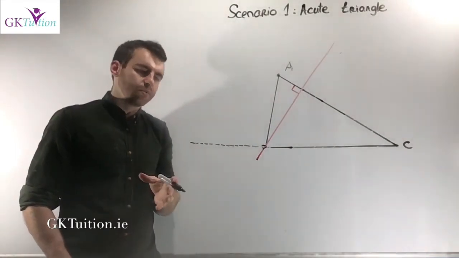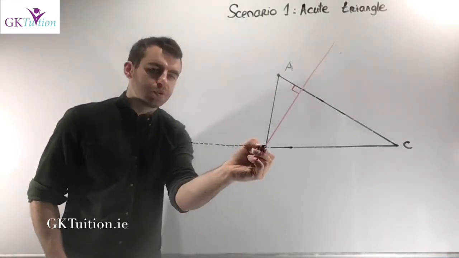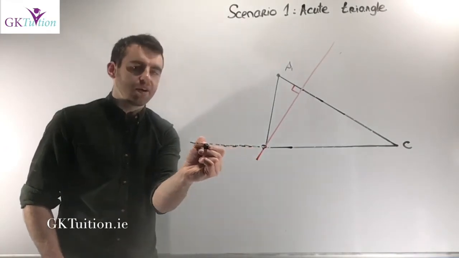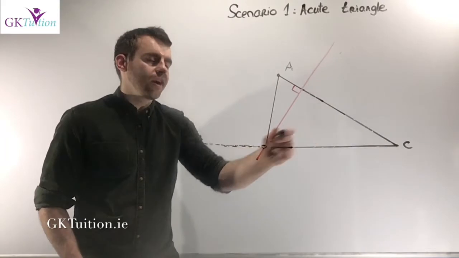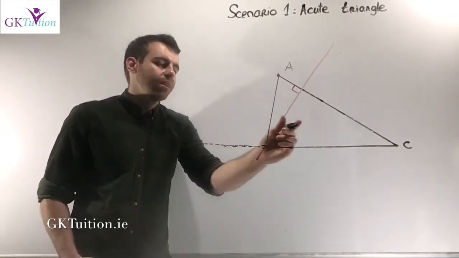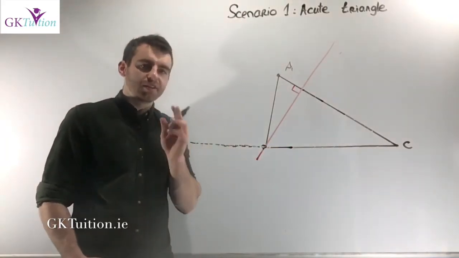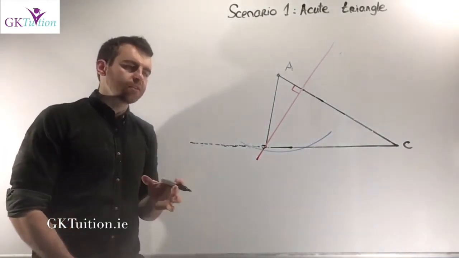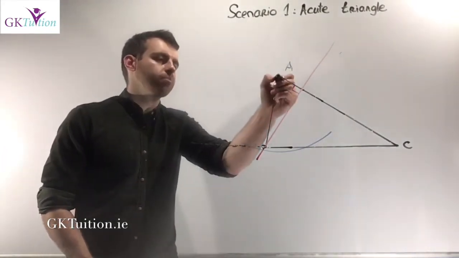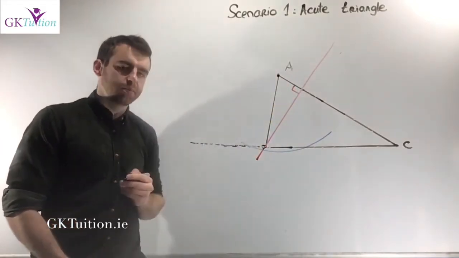So that's exactly what I'm going to do. You obviously need to use a ruler. You continue this line on. Then you place your compass at A and draw yourself an arc of any length, as long as it intersects the opposite side twice. So I've drawn myself a blue arc here, and this is going to allow me to draw a line that goes through A and is perpendicular to BC.